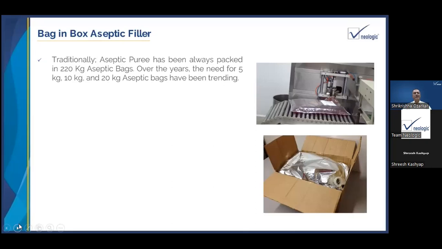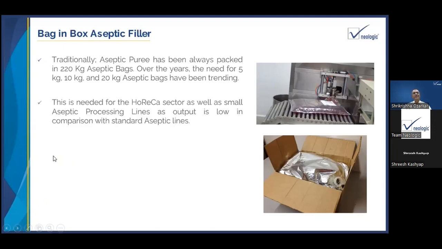So in order to have lesser quantities over a period of time, a separate filler was developed, what we call a bag-in-box aseptic filler. This can process 3 kg, 5 kg, 10 kg, and 20 kg. Normally, these bags are attached to each other, like the shampoo sachets, or the wafers and other packs which are attached to each other. Similarly, these packs are attached to each other, and once they are filled, they are separated by the machine. So you don't have to separate them, unlike in shampoo or wafers and other packets.